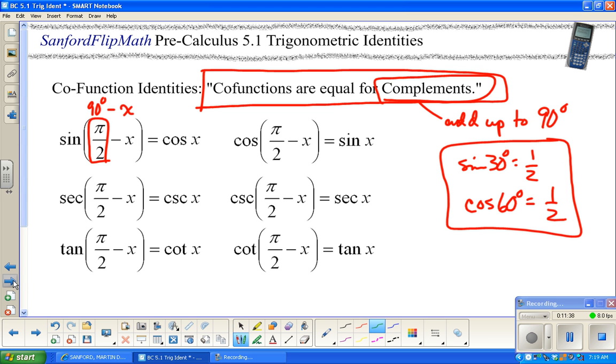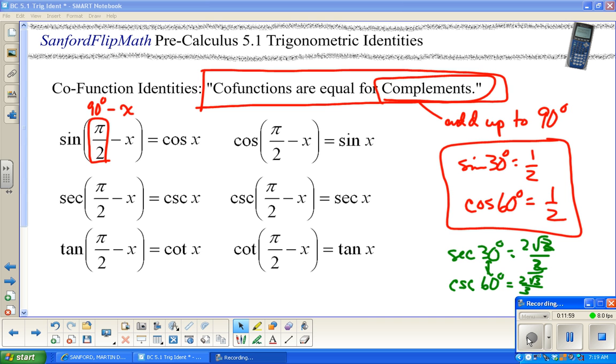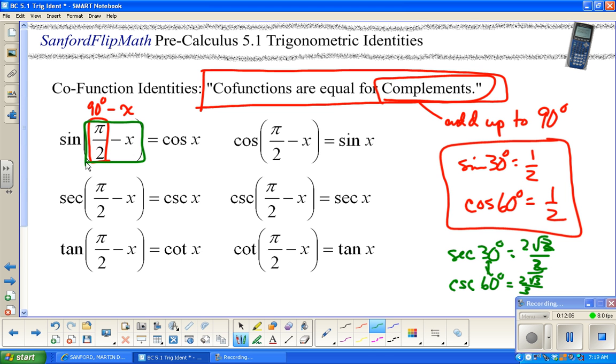Let's do secant of 30 degrees is 2 square root of 3 over 3. Sorry, 2 root 3 over 3. And the cosecant of 60 degrees, the complement, is the same answer. All right, so the point being here, if you see a pi over 2 minus x in the middle of an equation, you can replace that expression with its co-function.